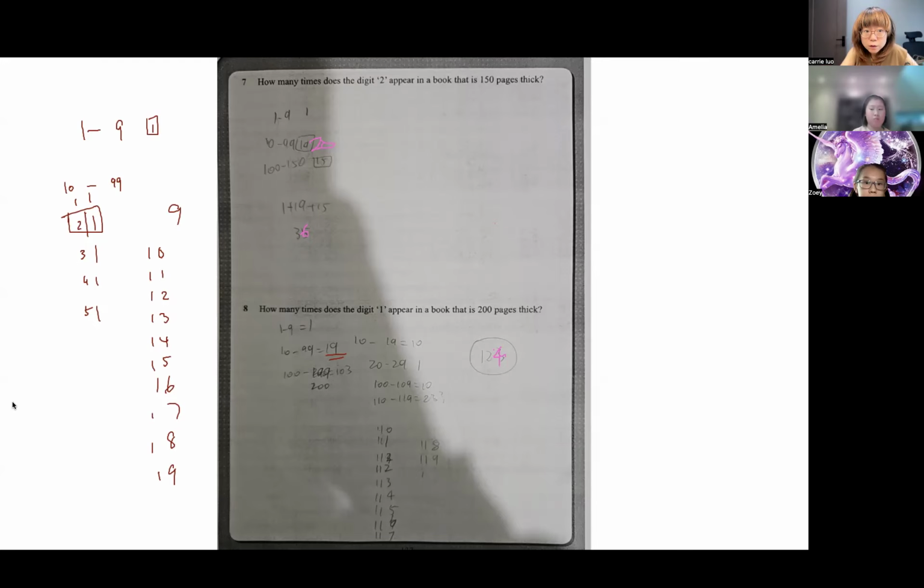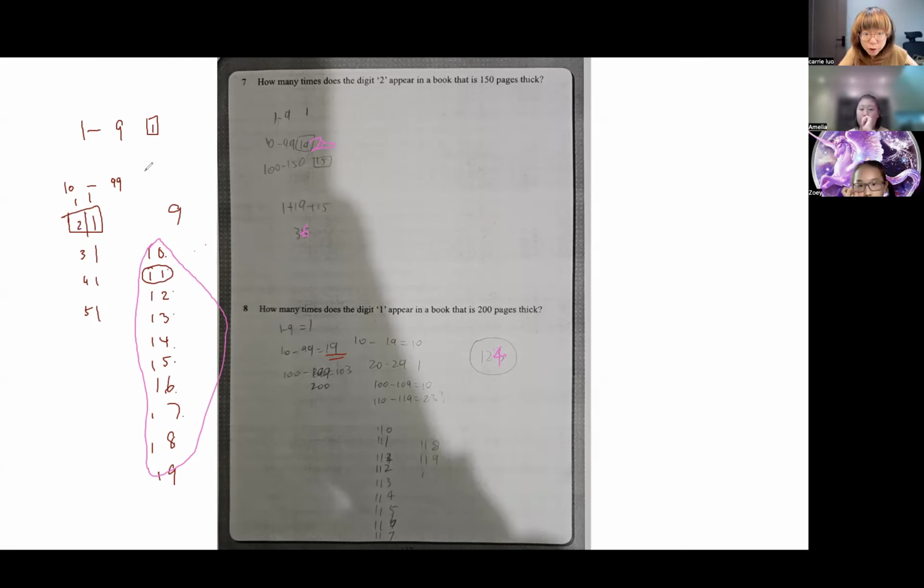So how many times does 1 appear here? 11. Okay, so 1, 2, 3, 4, 5, 6, 7, 8, 9, 10. But there's another one, because this one is doubled, correct? Okay, so we can understand.